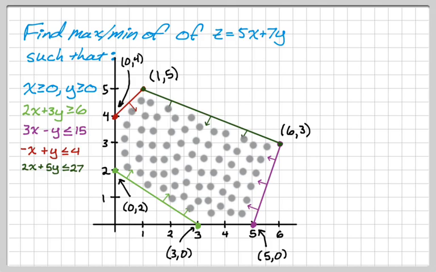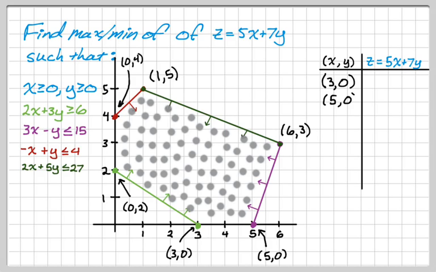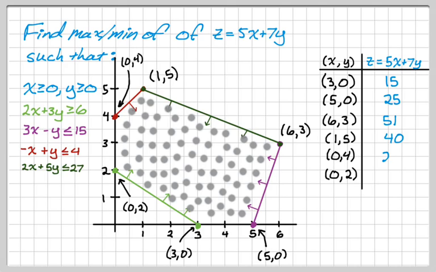Now I'll make a table. My table is going to have x, y, and then in the last column I'm going to evaluate z equals 5x plus 7y. Let's put in the corners. It doesn't really matter what order you do it in. I like to go counterclockwise. A lot of things in math are counterclockwise, which is probably counterintuitive. Now I'm going to evaluate z at each of these points. I'm going to have a 15, a 25, a 51, a 40, a 28, and a 14.